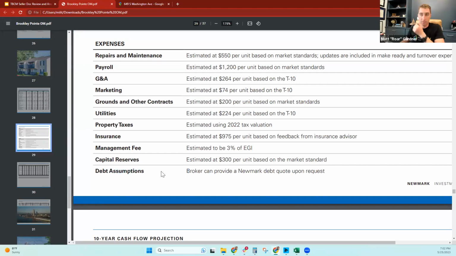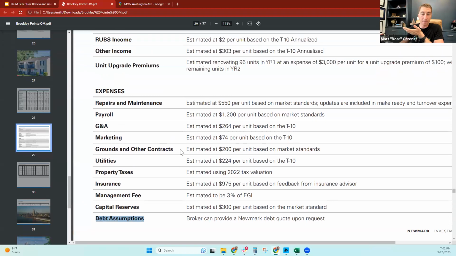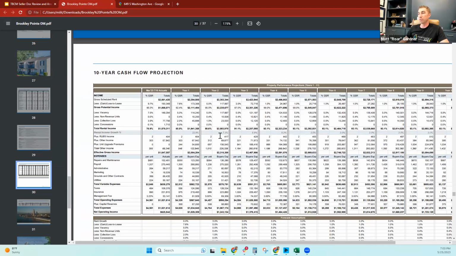And obviously debt assumptions. This is going to be the biggest delineator for how much you cash flow. Sure, can we buy any property and cash flow? Most likely, if we buy it with cash. But we as investors are almost always going to leverage a bank or some sort of lender to buy the property. So debt is going to be the biggest factor there, so understanding what the debt assumptions are.